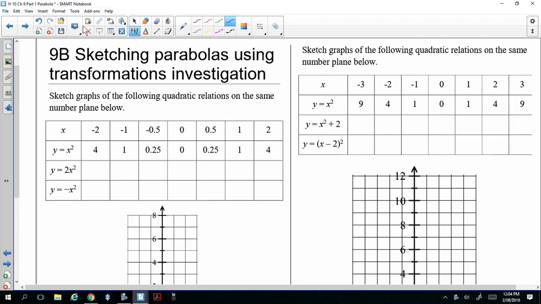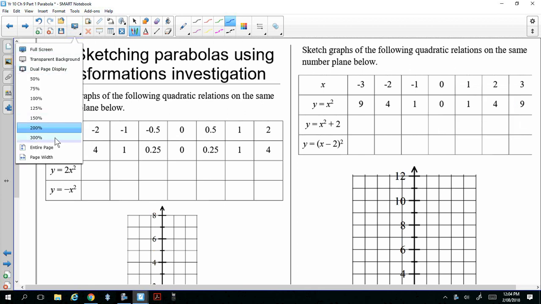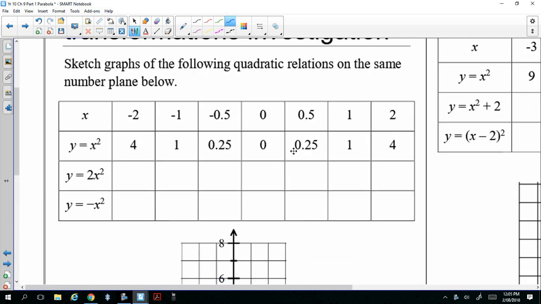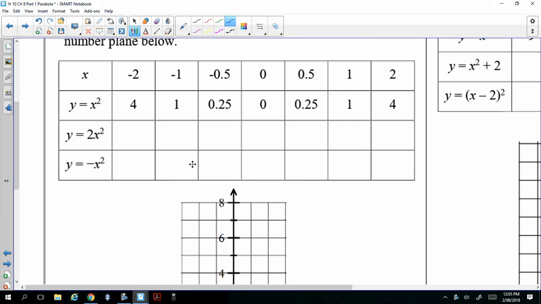Okay, more about the parabola. So we're going to investigate this using table of values and draw them and see what effect the number in front of x squared has on the parabola. You probably know what they do, but let's investigate it using table of values.